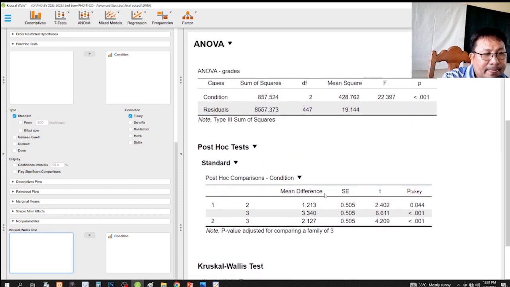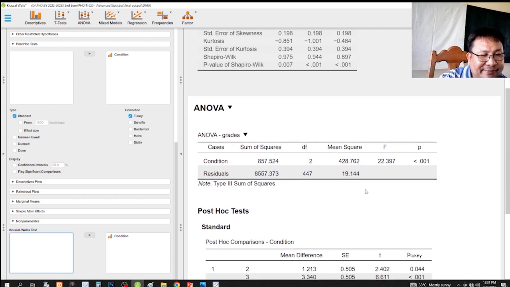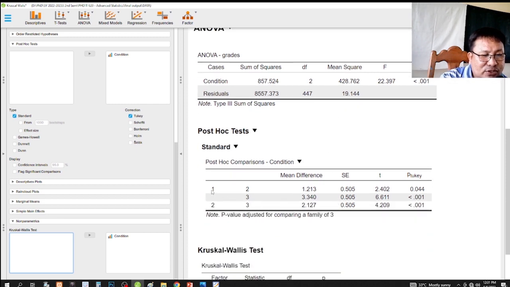Okay, so here we can see in the ANOVA we have the p-value, which is 0.001. For the post hoc comparison of condition 1 and condition 2, we have the p-Tukey, which is 0.044, which is less than 0.05, which means that there is a significant difference between condition 1 and 2. For condition 1 and 3, we have the p-Tukey 0.001, which is a significant difference. And for conditions 2 and 3, we still have the p-Tukey value of 0.001, which indicates that there is a significant difference between teaching condition 2 and teaching condition 3.